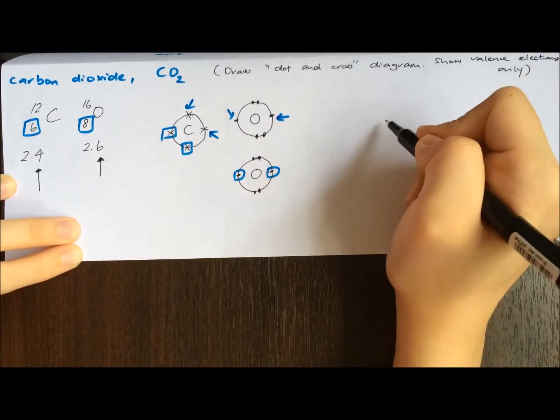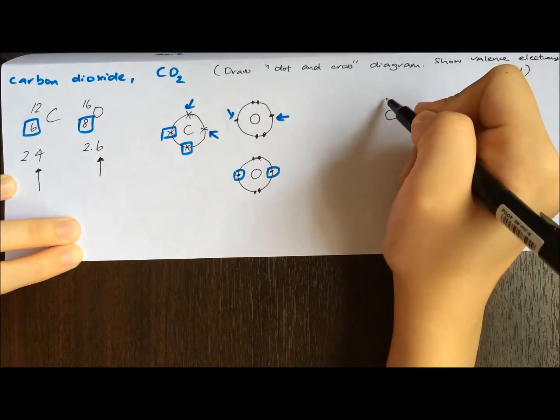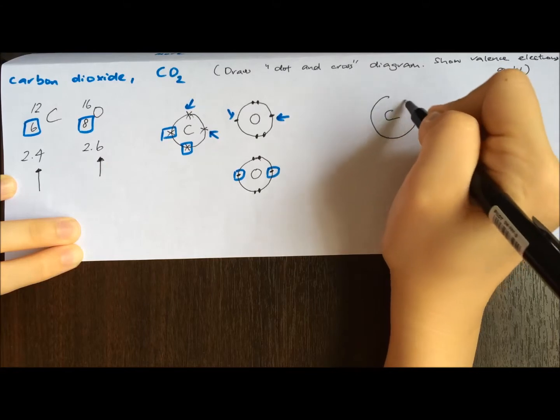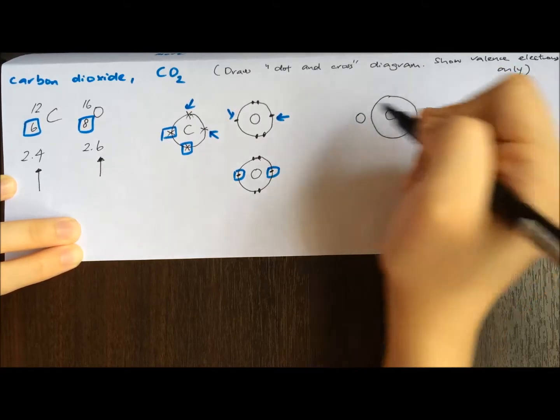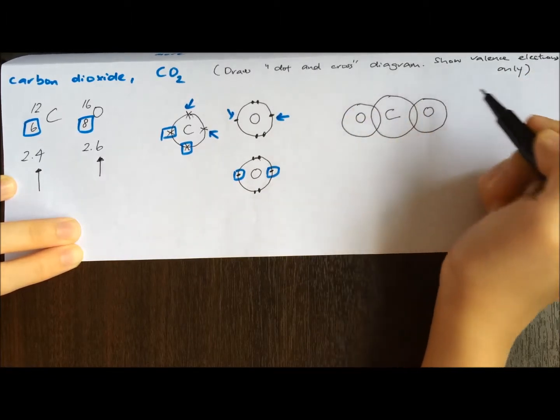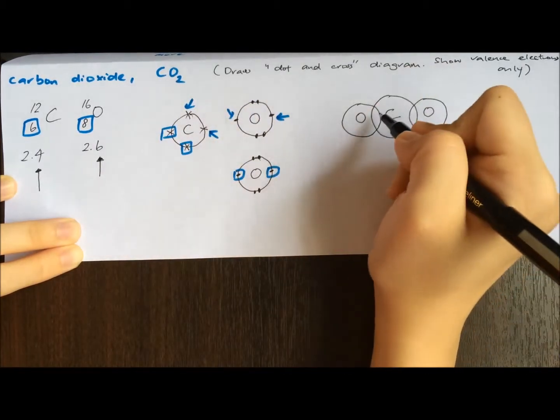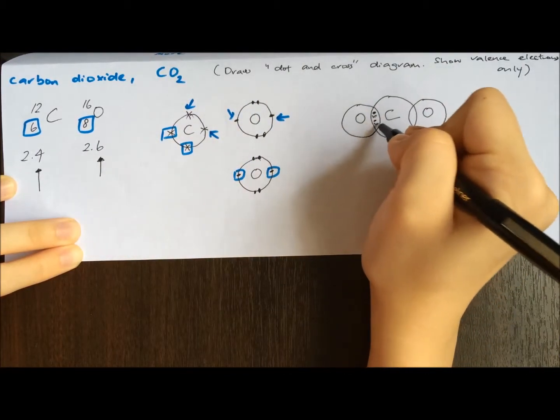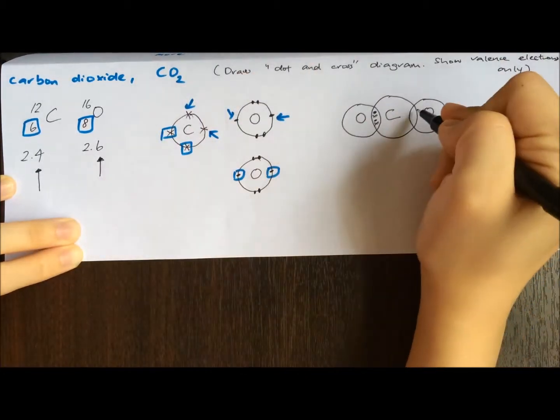So what do we do next? We draw carbon in the center. Then we draw one oxygen and the other one each on the side. Now you see there are 2 dots and 2 crosses. Those lonely dots and crosses will go into one side. Then you look at the 2 dots and the 2 crosses, those will be on the other side.